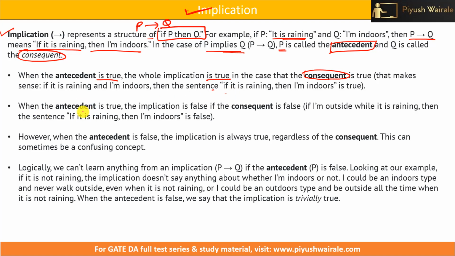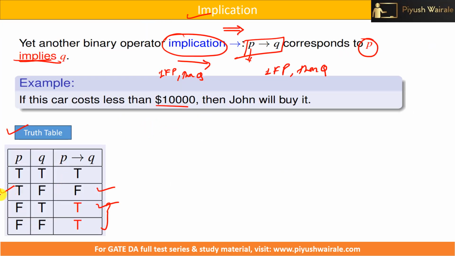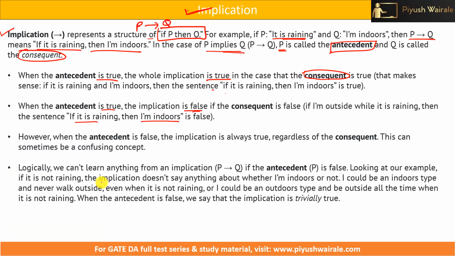Right. But when the consequent is false, the implication is false. That is, if I'm outside while it is raining, then the sentence "if it is raining, then I'm indoors" is also false, right? So this is what we have discussed in the truth table. Here you can see true implies false is basically a false value only, right?